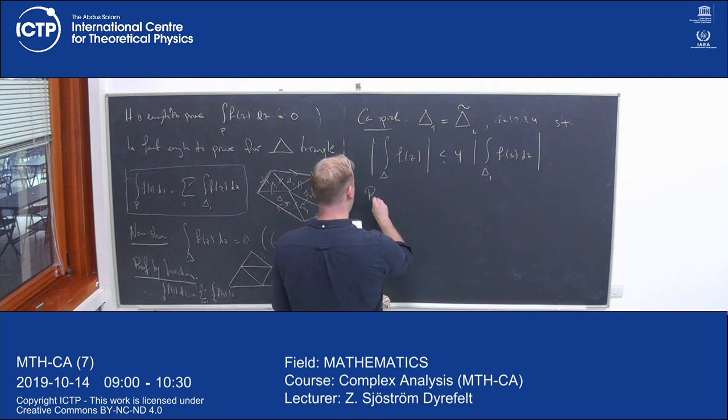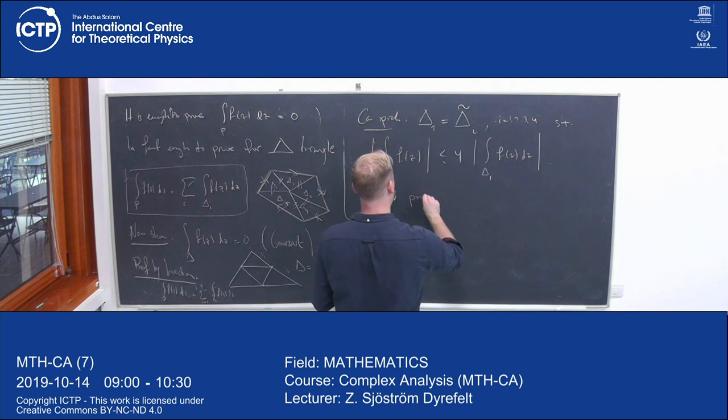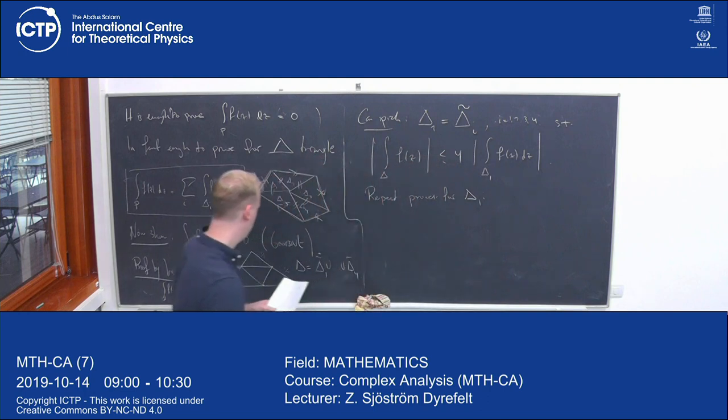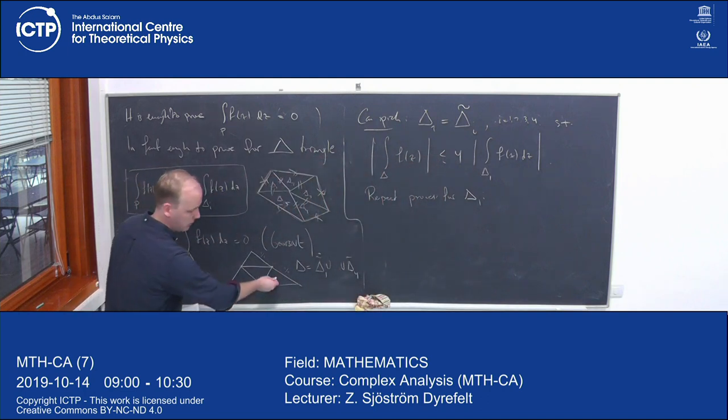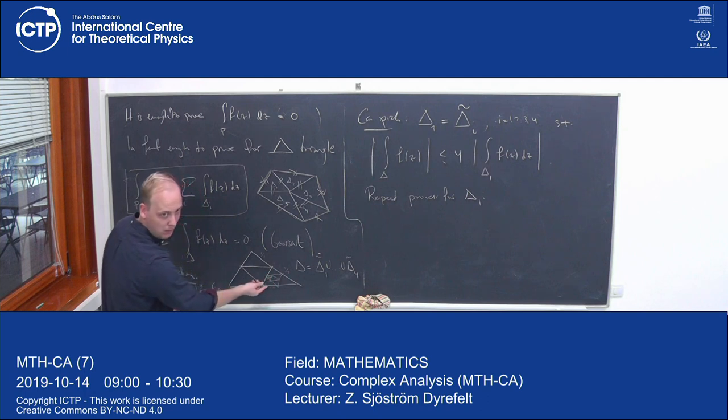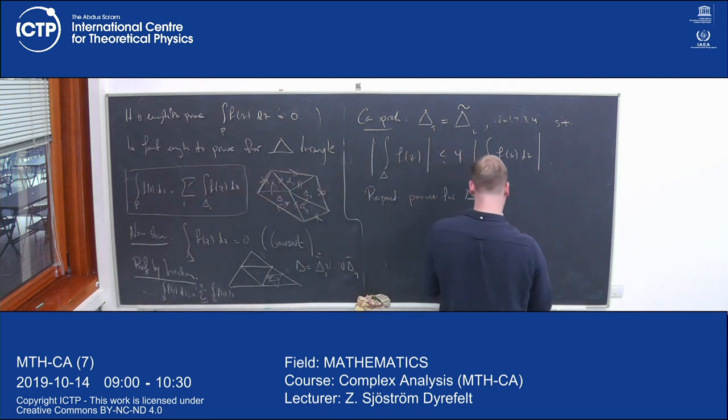So repeat the process for delta 1. You find this triangle, and let's say it was this one. Then you divide it into parts. Then you continue again, let's say it was the middle one this time, so you get this. And then let's say it was the top one, so you subdivide these, and you get something like that. Then you continue and subdivide, and eventually it will converge to some point. This is the idea. So you repeat the process for delta 1, and you get a sequence.